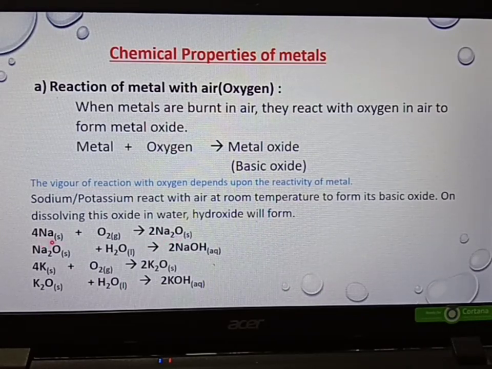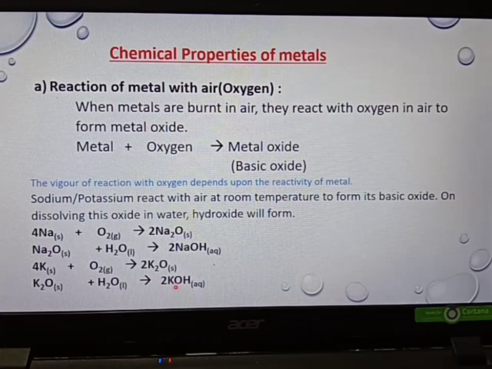We take solid sodium and burn it in the presence of air, and it will turn into sodium oxide, which is solid. We take potassium and burn it in air, and it will turn into potassium oxide, which is solid. Now, when we take this sodium oxide or potassium oxide and dissolve it in water, they will turn into their hydroxides. Sodium oxide reacts with water to give sodium hydroxide. Potassium oxide reacts with water to give potassium hydroxide.